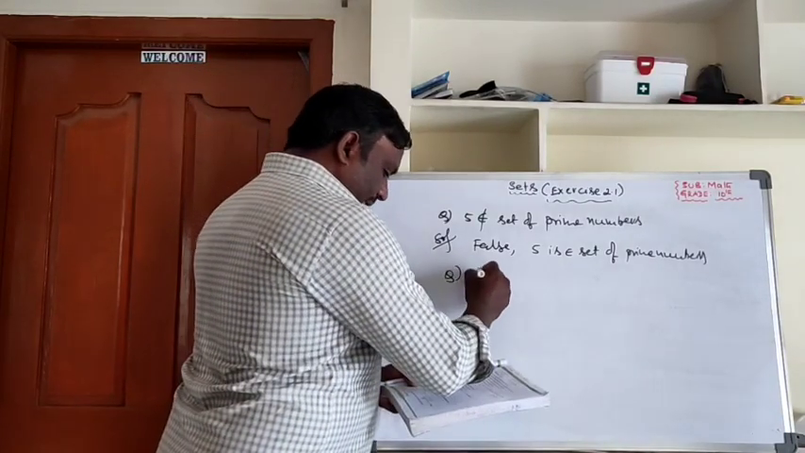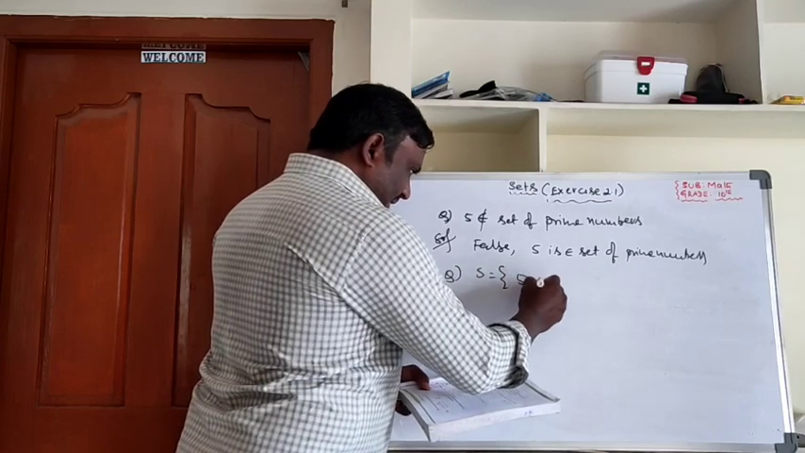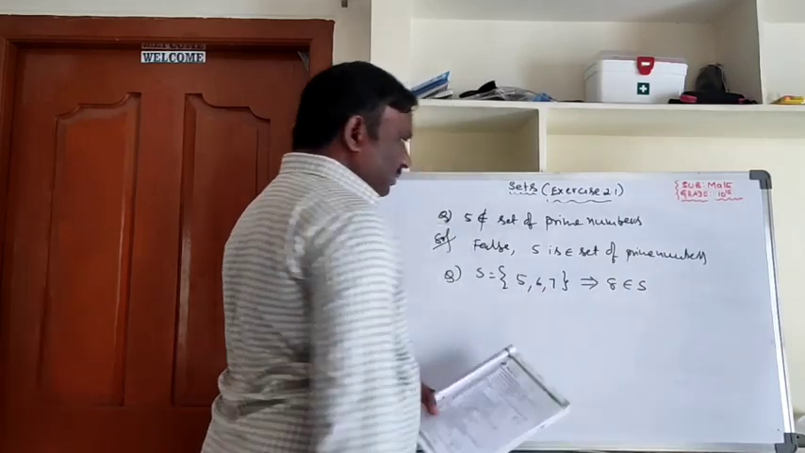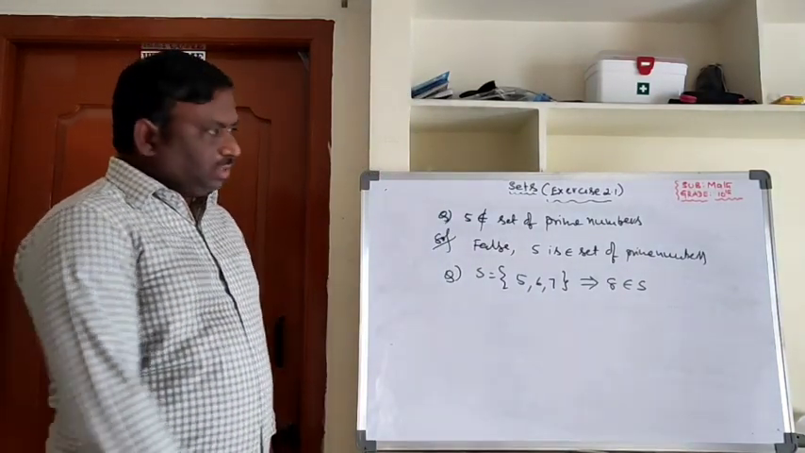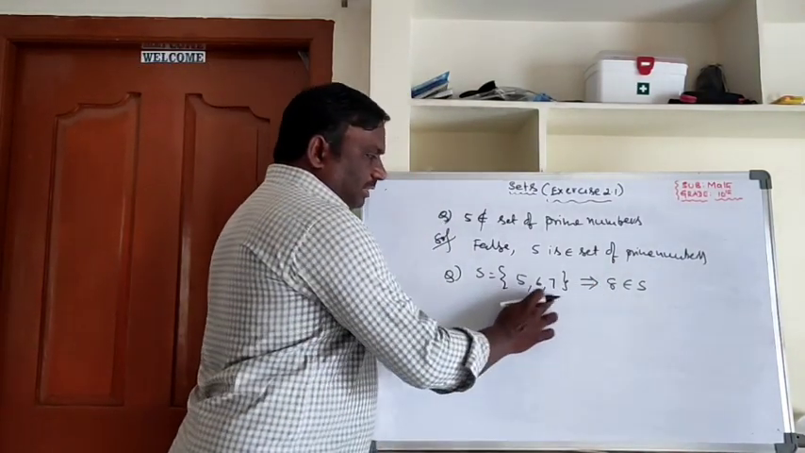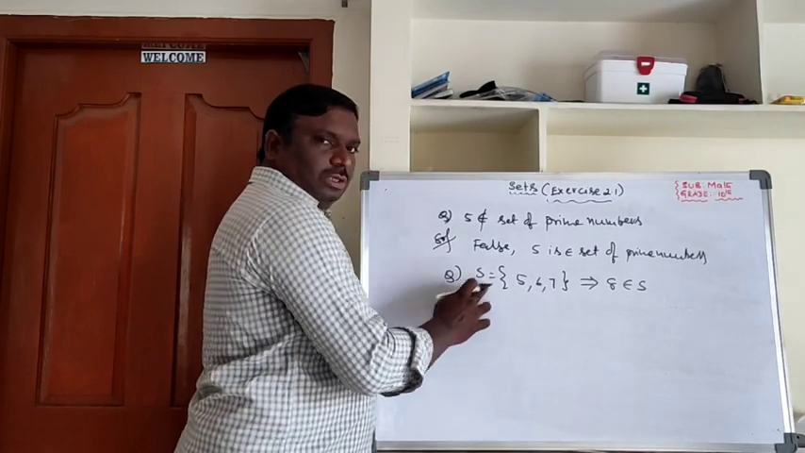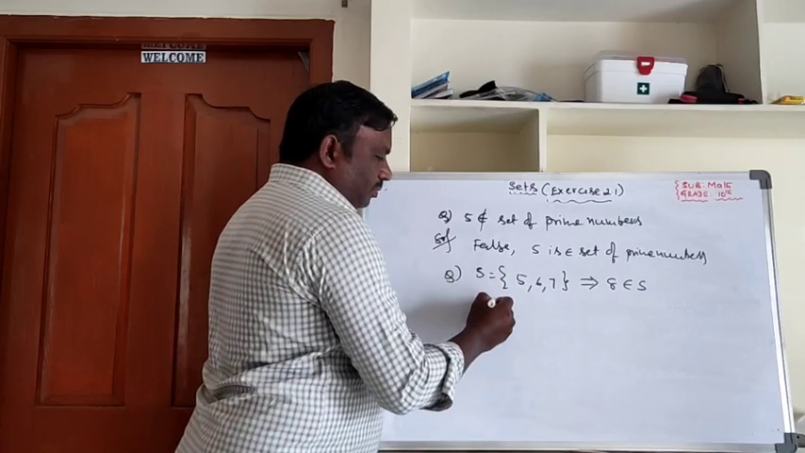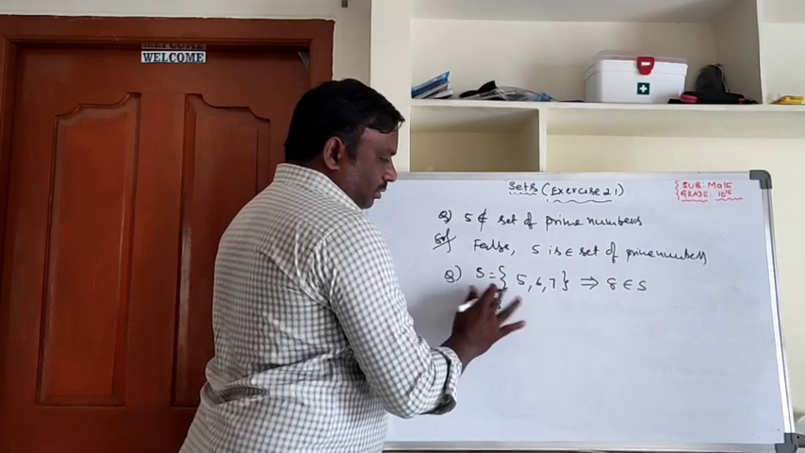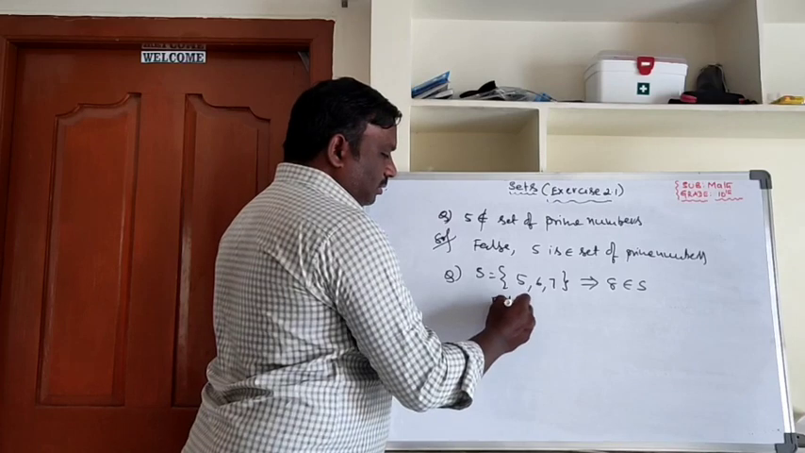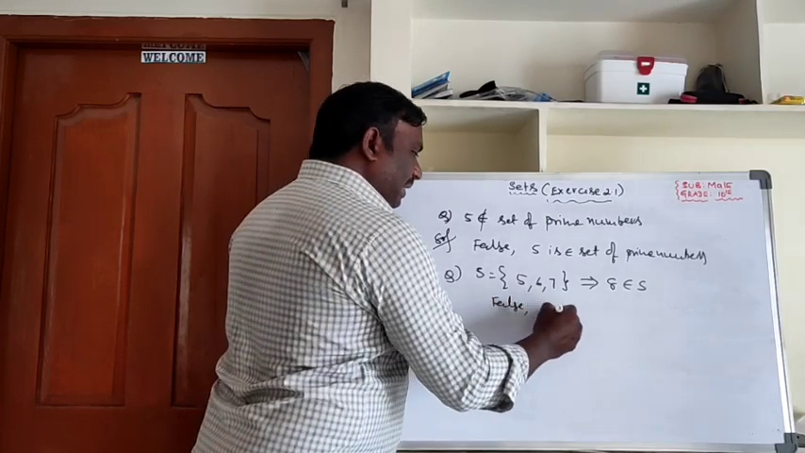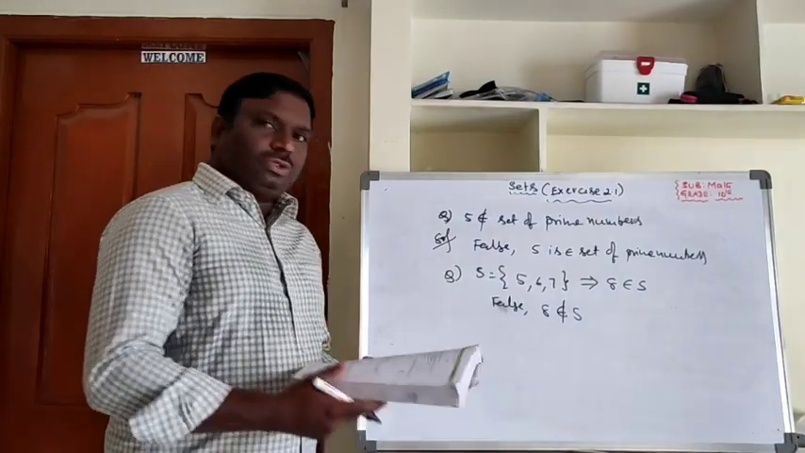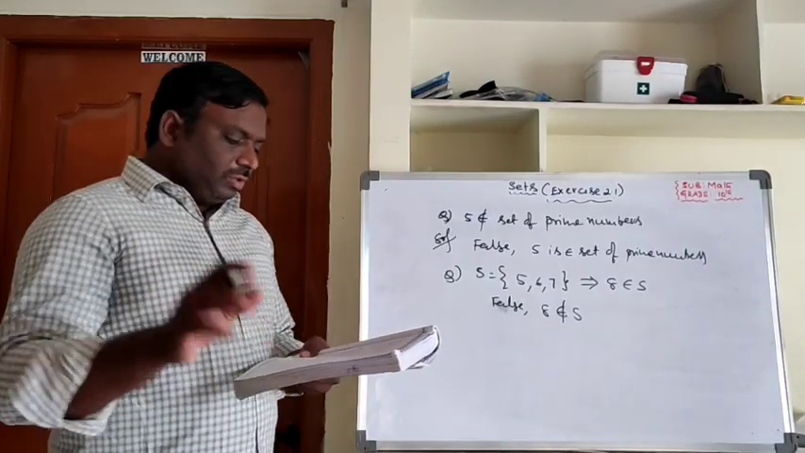Second question: S is equal to the set {5, 6, 7}, which implies 8 belongs to S. Is that true or false? Is there any element 8 in the set S? No, there is no element 8 in the set S. That's why it is false. You have to write the reason: 8 does not belong to set S. Like that, you can do the remaining two questions.